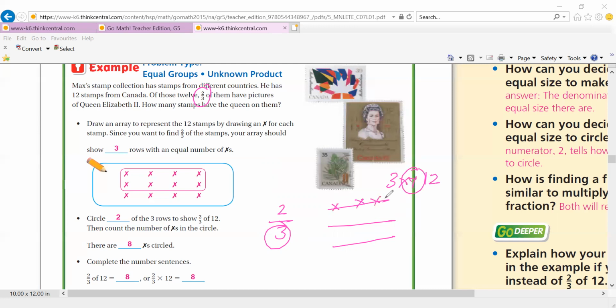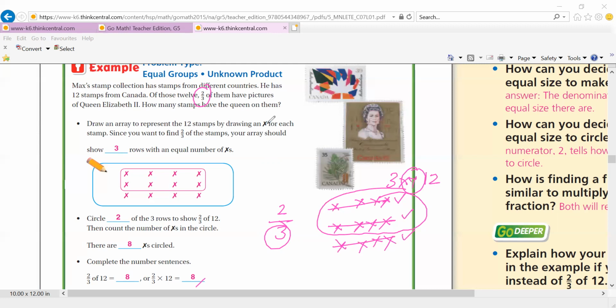1, 2, 3, 4. 1, 2, 3, 4. 1, 2, 3, 4. There are 3 groups. 1 group, second group, third group. That's why 3 groups. In that, I want to know from 2 groups, how many stamps are there? 1, 2, 3, 4, 5, 6, 7, 8. 8 is the answer.